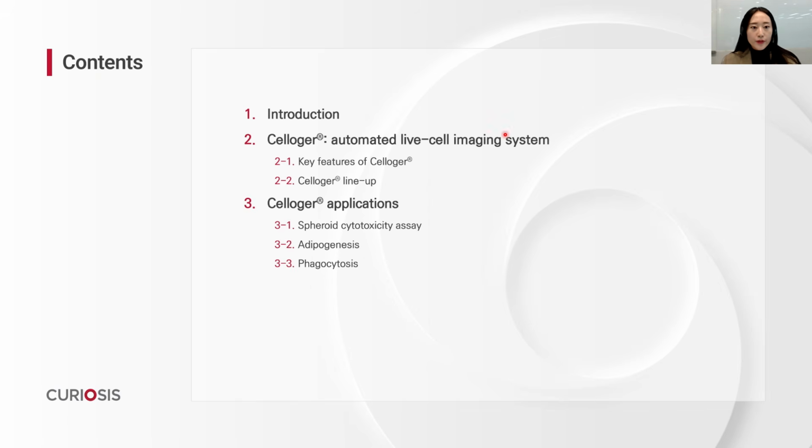Here's a quick overview of what we will cover today. First, a brief introduction on why stable cell conditions are so important in cell-based research. And then we will look at CellLogger, our automatic live cell imaging system, its main features and model options to match different research needs. And finally, we will walk through cellular applications, including spheroid cytotoxicity, adipogenesis, and phagocytosis.